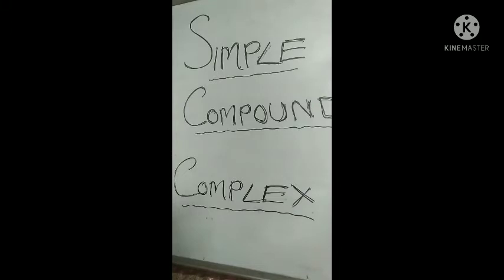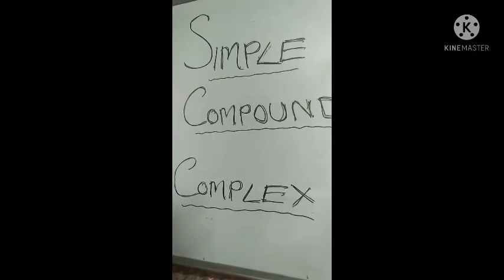It uses conjunctions here. What are they? Or, for, nor, so, yet and but. That is an independent clause. Example: we visited Agra but we did not go to Taj Mahal. So that is an independent clause.